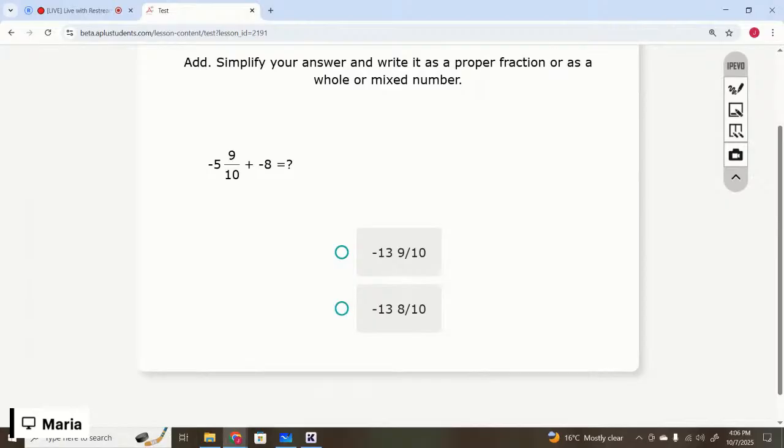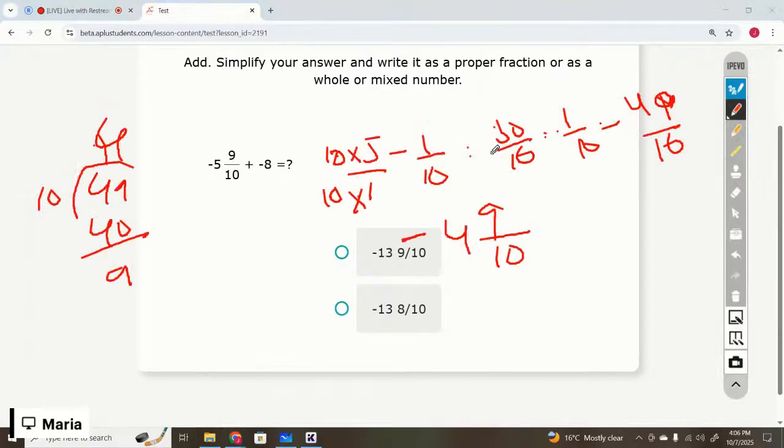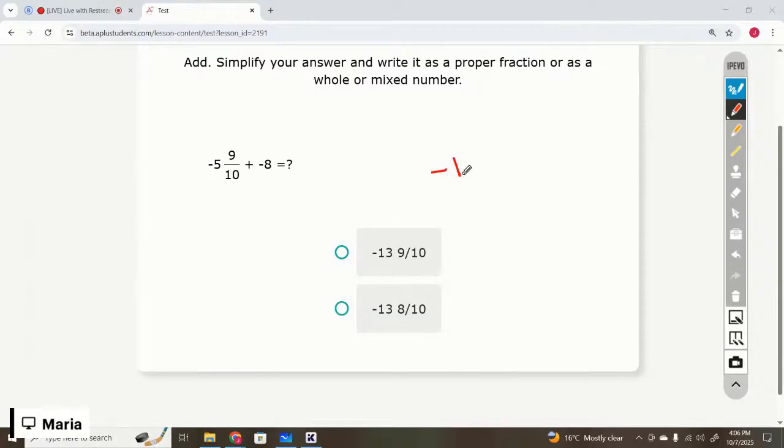Okay, negative 5 whole 9 by 10 and plus negative 8. So adding two negative numbers, the answer is negative. You can just add the whole numbers. 8 and 5 makes 13. So that is negative 13 whole 9 over 10. The correct option is negative 13 whole 9 over 10. You need to simply add the whole numbers.